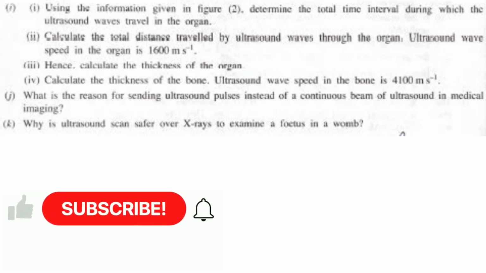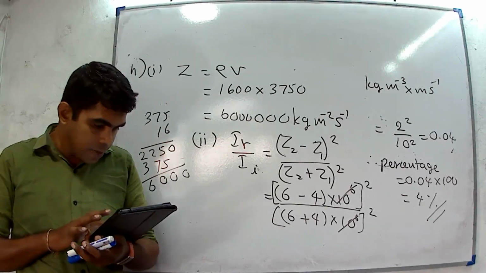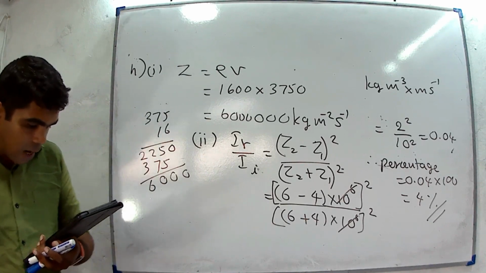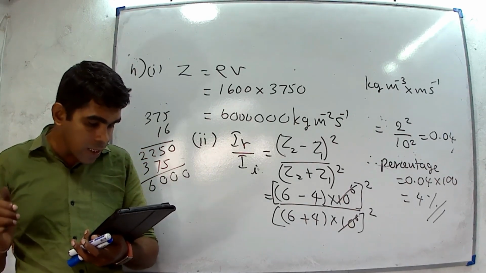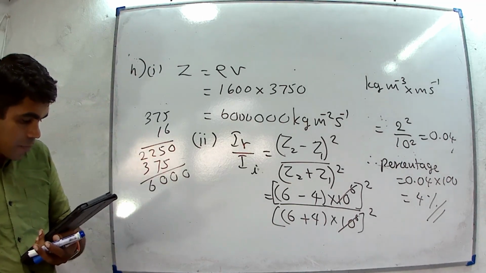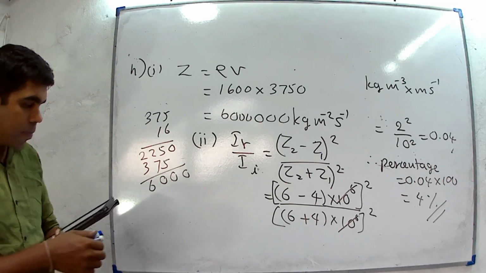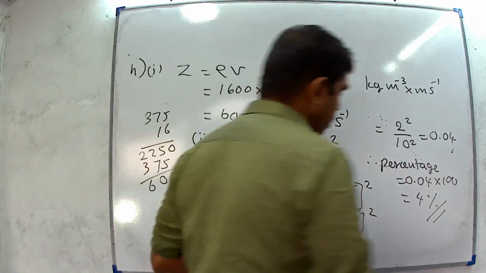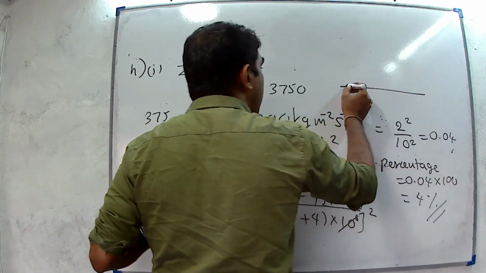Part I1. Using the information given in figure 2, determine the total time interval during which the ultrasound wave travels in the organ. We have to consider the last part of the paragraph. Figure 2 shows an oscilloscope trace of the refracted ultrasound signal received from the gel skin boundary, and then from the front and back surfaces, first the organ and then the bone. Now we have to consider the given graph. They have given a graph like this.